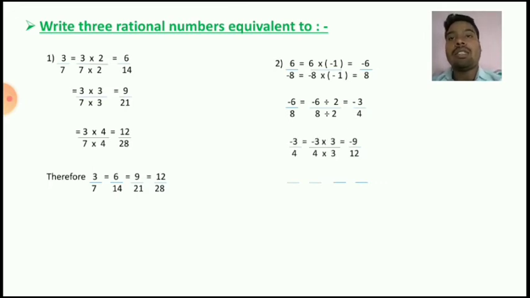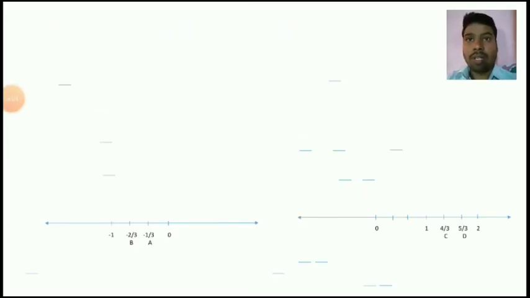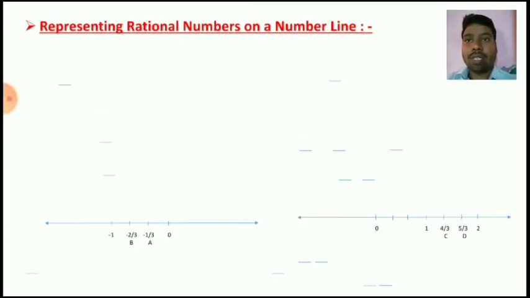For the third equivalent rational number, I multiply minus 3 divided by 4 by 3, both numerator and denominator. Minus 3 into 3 gives minus 9, and 4 into 3 gives 12. So my third equivalent rational number is minus 9 divided by 12. So I get 3 equivalent rational numbers for 6 divided by minus 8: first is minus 6 divided by 8, second is minus 3 divided by 4, third is minus 9 divided by 12.